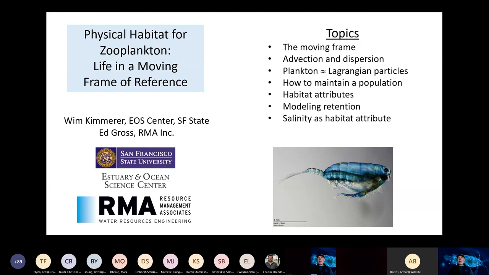So these are my topics. Talk about this moving frame of reference, about advection and dispersion. Plankton is approximately Lagrangian particles, meaning they move with the water. How a population can maintain itself in an estuary under those conditions, and then some habitat attributes and how they interact. And then modeling retention, which we've done a lot of here, and finally retention and movement. And then finally talk about salinity as a habitat attribute.